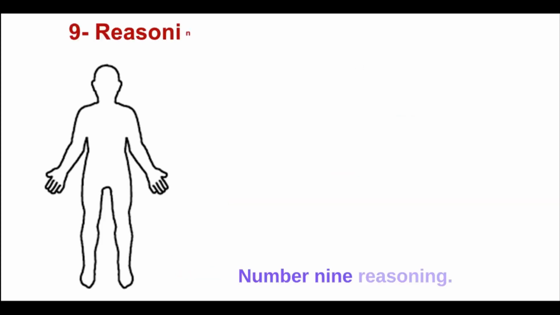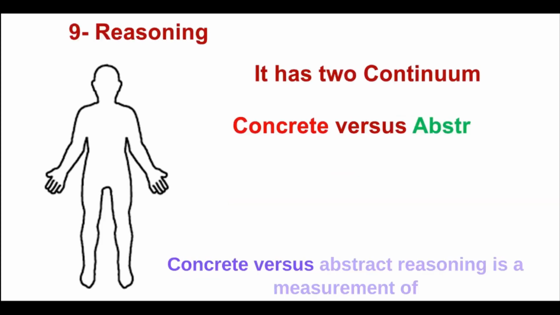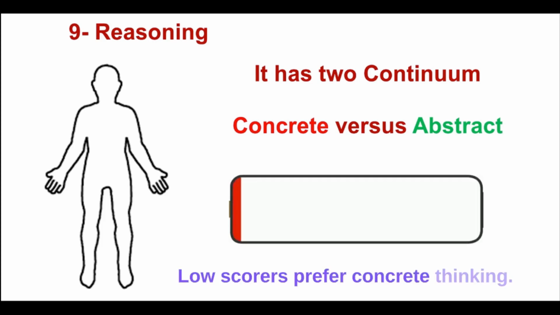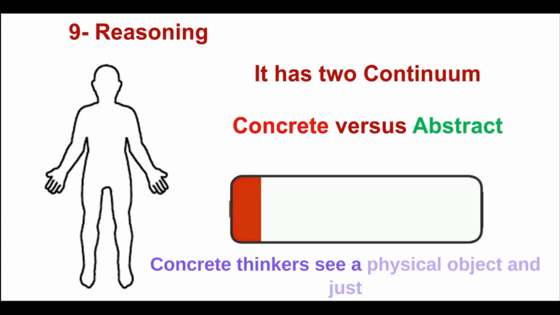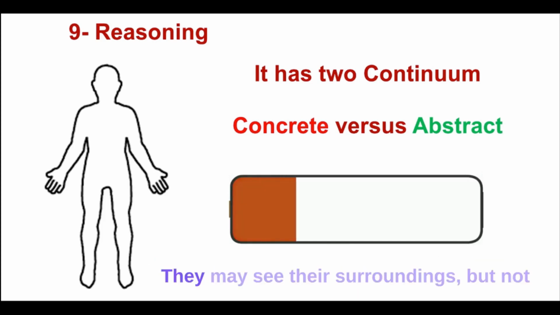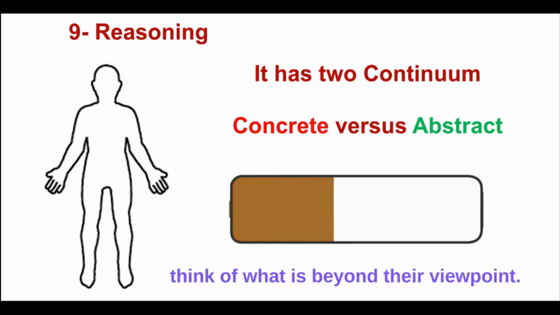Number 9, reasoning. Concrete versus abstract. Reasoning is a measurement of how good at abstract thinking you are. Low scorers prefer concrete thinking. Concrete thinkers see a physical object and just think of what's in front of them. They may see their surroundings, but not think of what is beyond their viewpoint.